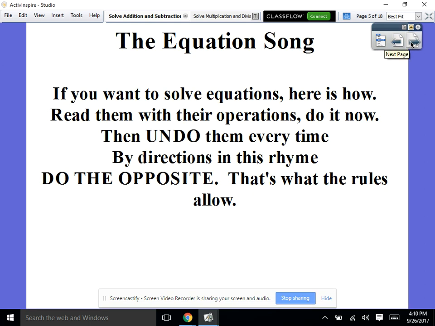All right, so we're going to sing again. You need to practice this so you'll be ready to sing with me. Still goes to the tune of If You're Happy and You Know It.